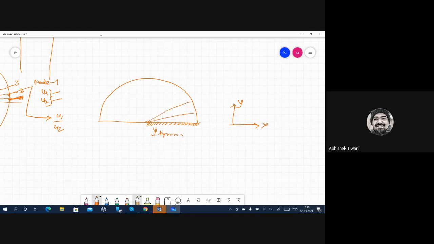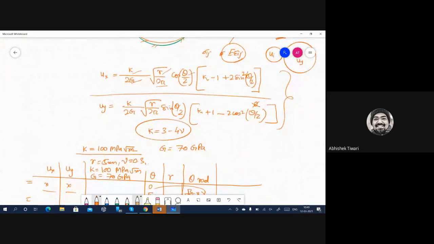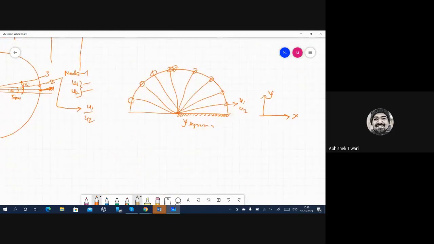Partition it at different angles. Find out the node numbers. And on each node, maybe write a for loop, and on each node you apply U1 and U2 coming from these equations. Okay, so this is what you have to do.